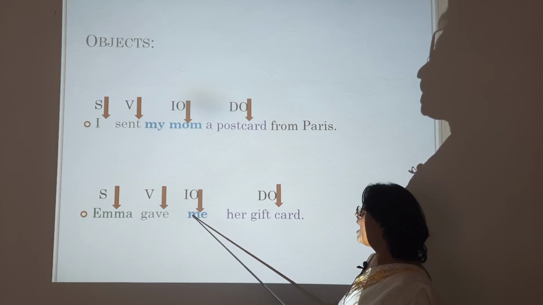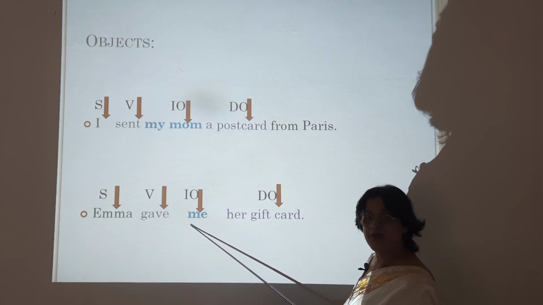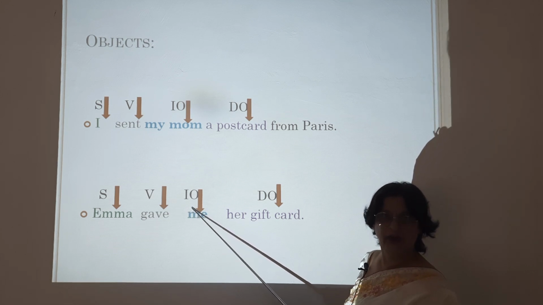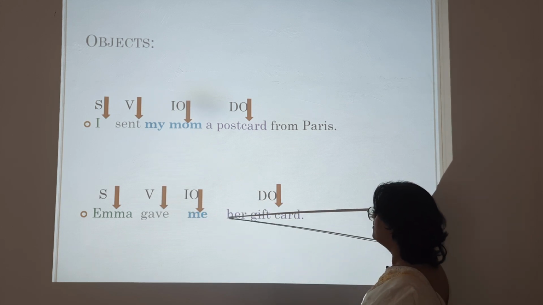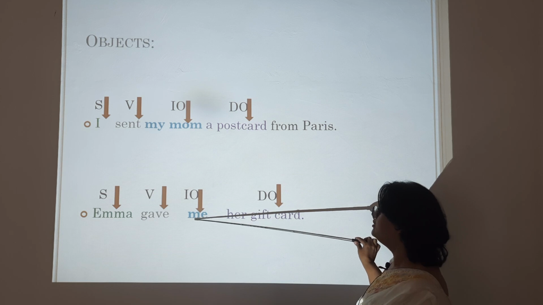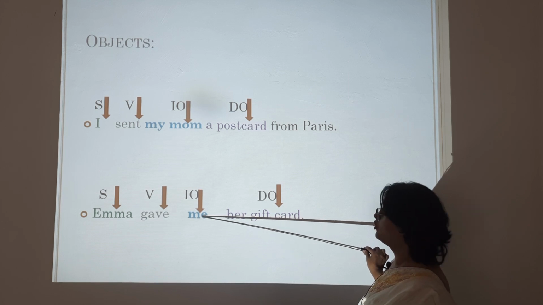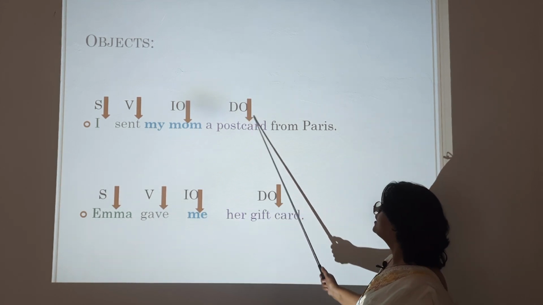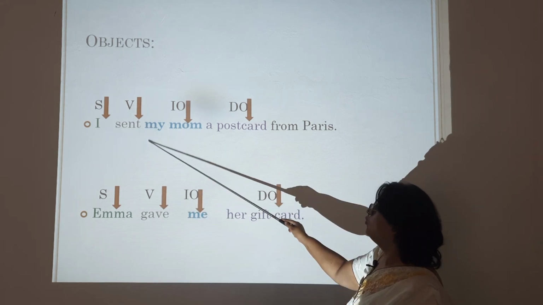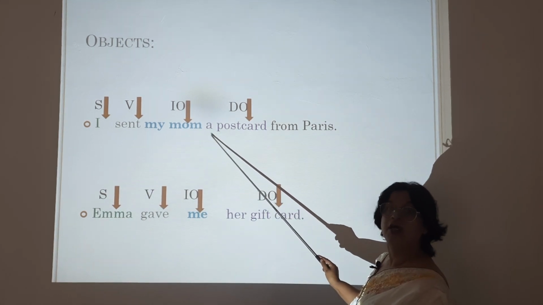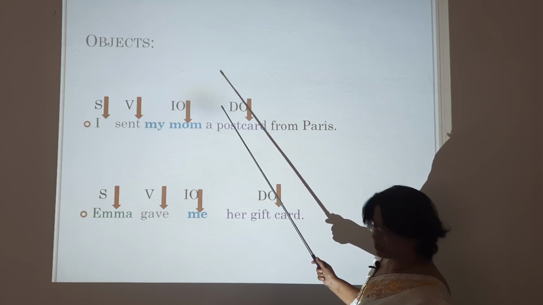I hope you understand. I cannot directly ask whom did Emma give? Then you get the answer me. But what did Emma give? Correct? So the first question should be, what did Emma give? Emma gave her gift card first. Then, whom did she give? Me. So, the gift card becomes the direct object. Me is an indirect object. Remember, we have told you an object comes after a verb, and since there are multiple objects here, this is how you identify the direct object and the indirect object. Okay.